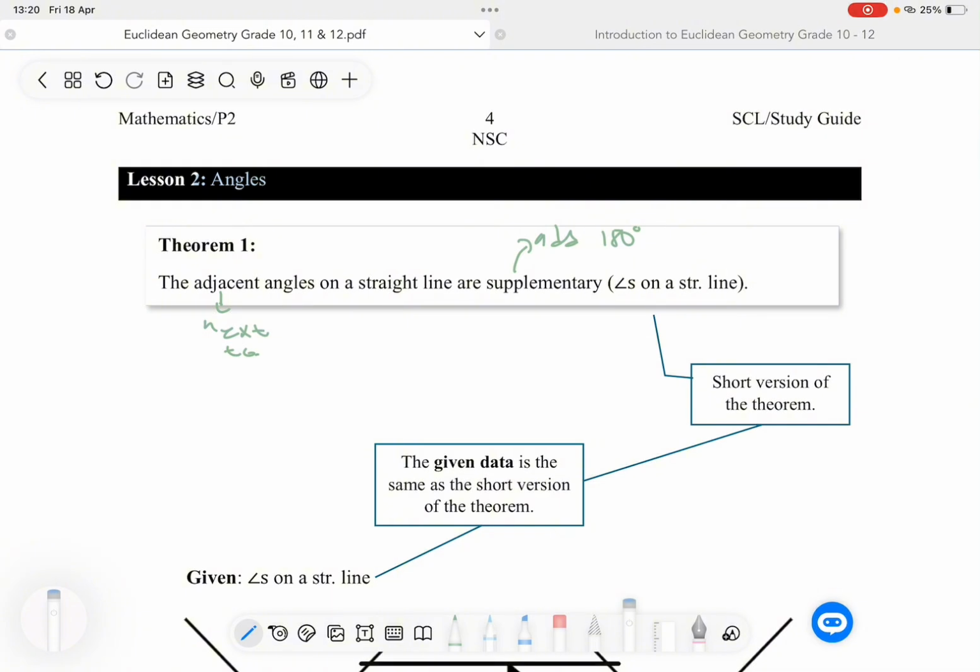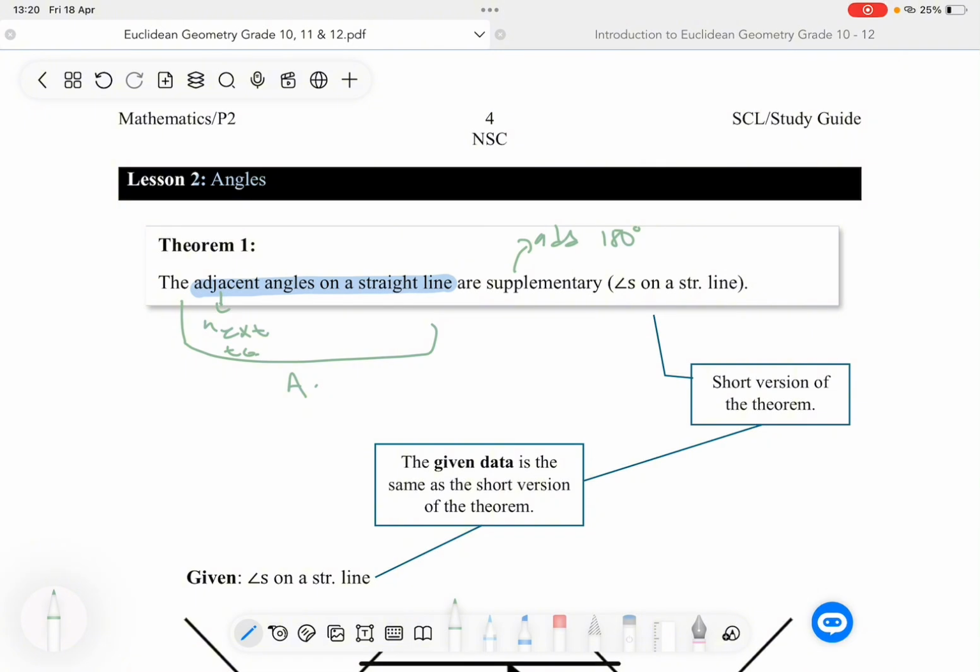Now, because this is a theorem, it will have two parts to it. The first part will be the A part. And we can see from this statement that the A part, remember, it is the given part, is what we start with. So here we are starting with the fact that we have angles that are on a straight line. We have adjacent angles that are on a straight line. So this is the A part. From here to here is our A part.